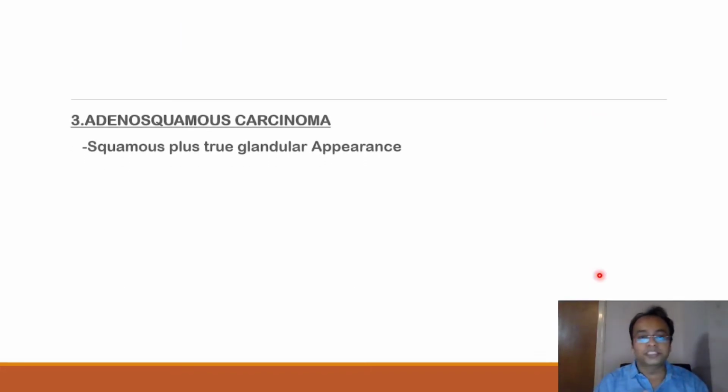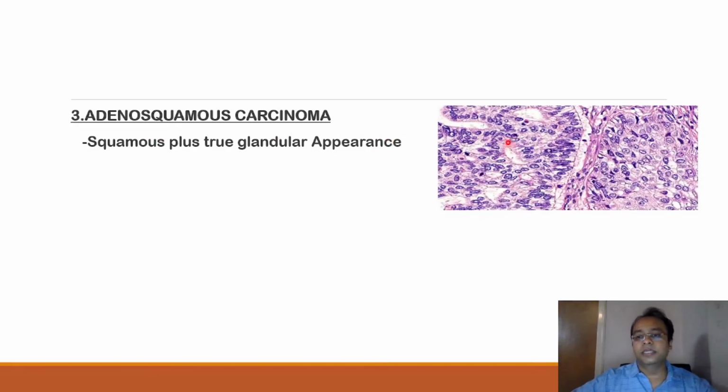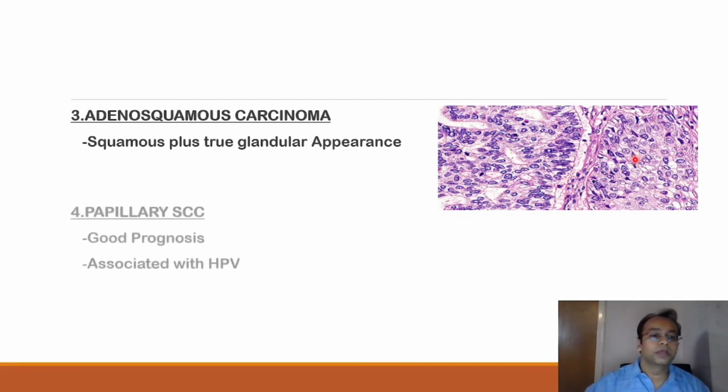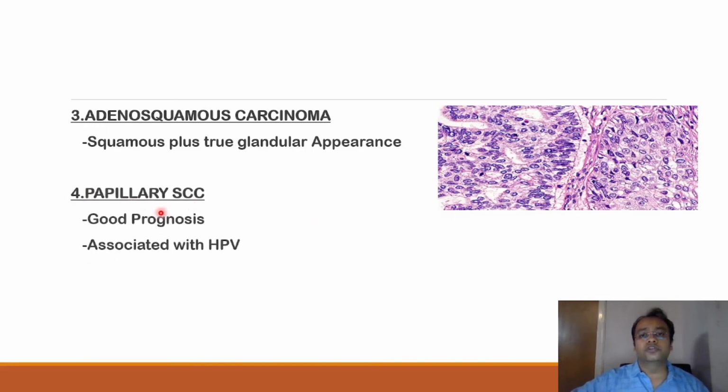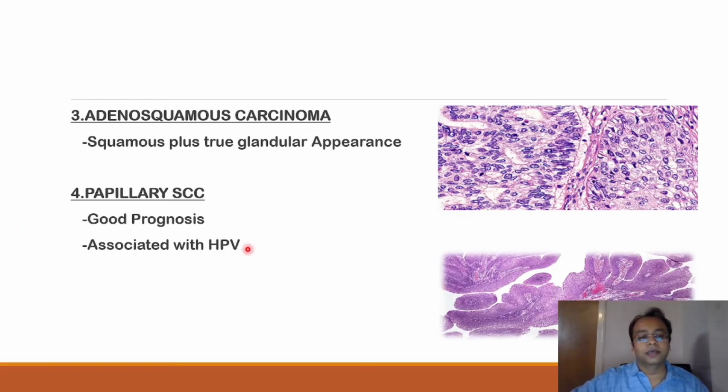If the true gland is present along with squamous cell carcinoma, if gland forming cancer, adenocarcinoma, is also present, then it is known by the name adenosquamous carcinoma, which is the third variant, right? See, this is the adenosquamous carcinoma in which the malignant cells forming the gland as well as squamous cells are present. The fourth one is papillary SCC, which is associated with very good prognosis. The name itself suggests, here the papillary formation is present. See, this is the papillary SCC, and it is associated with human papilloma virus infection.